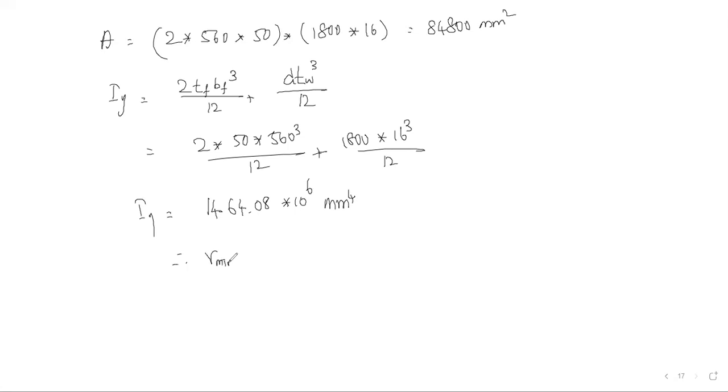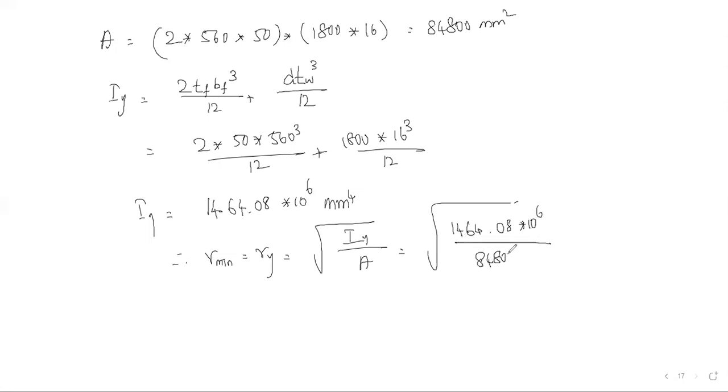Therefore, r minimum or ry is equal to root of I by A. So it becomes 64.08 into 10 to the power 6 divided by 84800. So the ry value becomes 131.40 mm. Therefore, LLT by ry is equal to 24,000 divided by 131.40 mm. So it becomes 182.65.